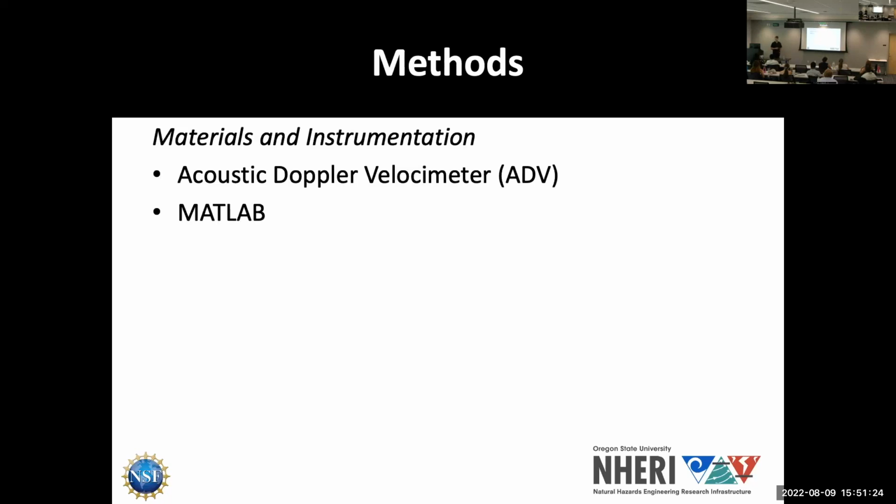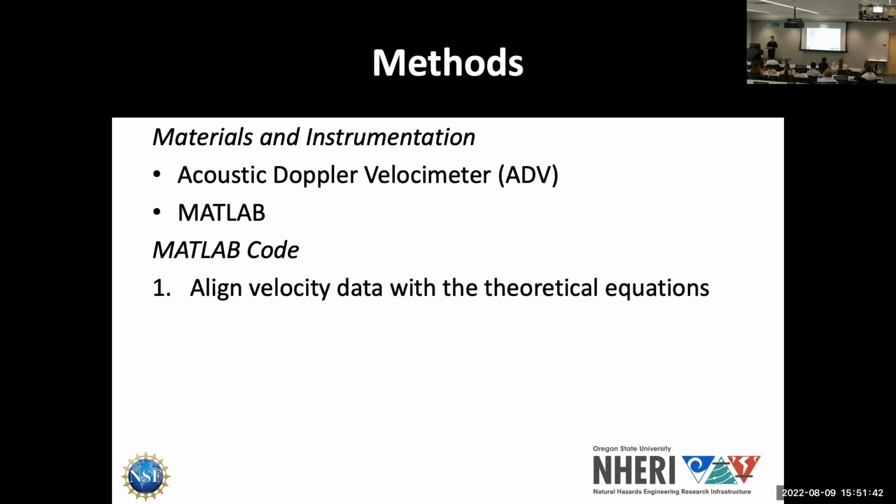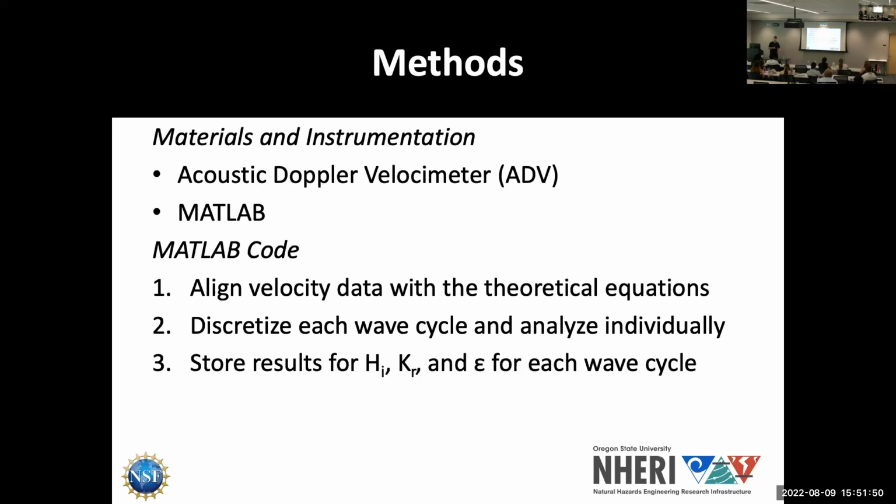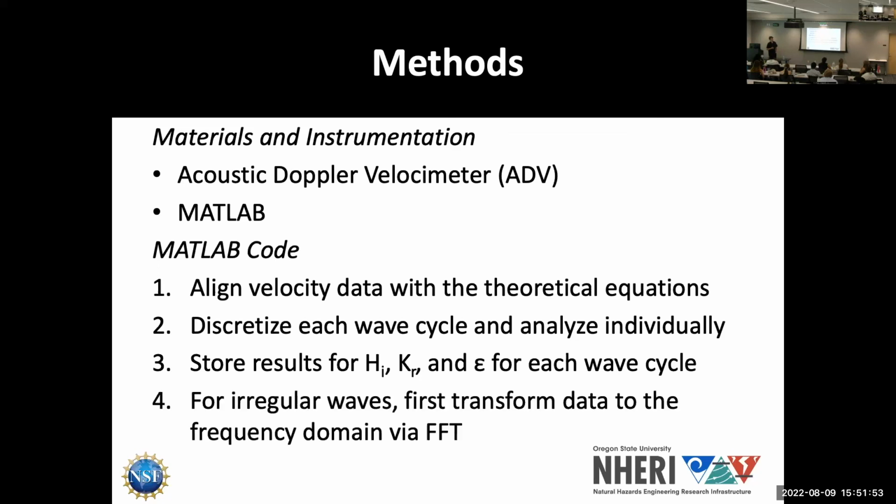So we only used one instrument for this whole study, and that is the acoustic Doppler velocimeter. It records velocity in all three directions for a wave. And also we used the program MATLAB to solve those three unknowns. I'll just briefly break down how the code is working here. First, it aligns the velocity data with the theoretical equations. It then discretizes each wave cycle and solves those parameters individually. It stores the results and plots them over the number of wave cycles. And if we have an irregular wave, it'll do that fast Fourier transform analysis first, and maybe we can do the same process to solve those unknowns.